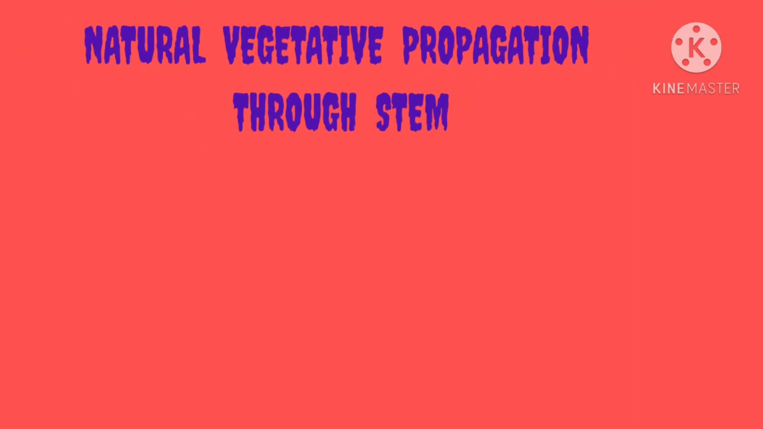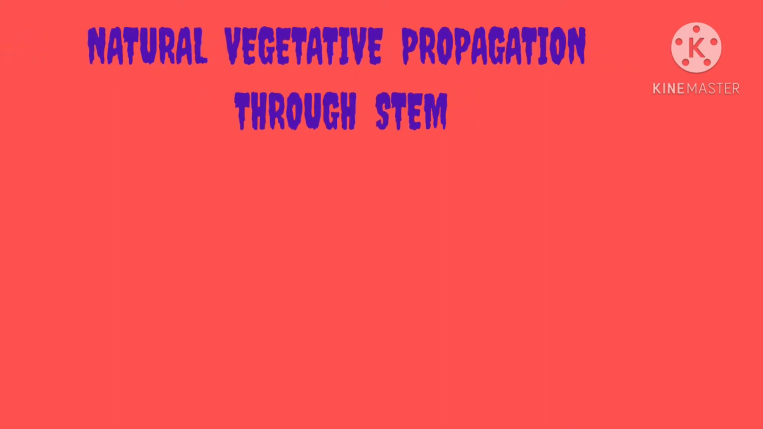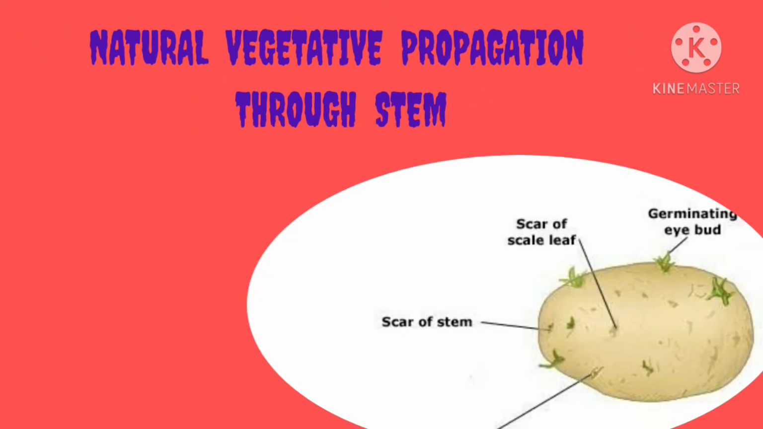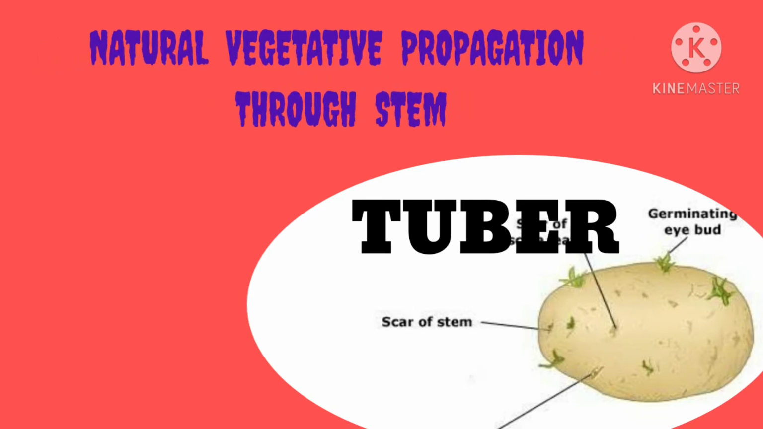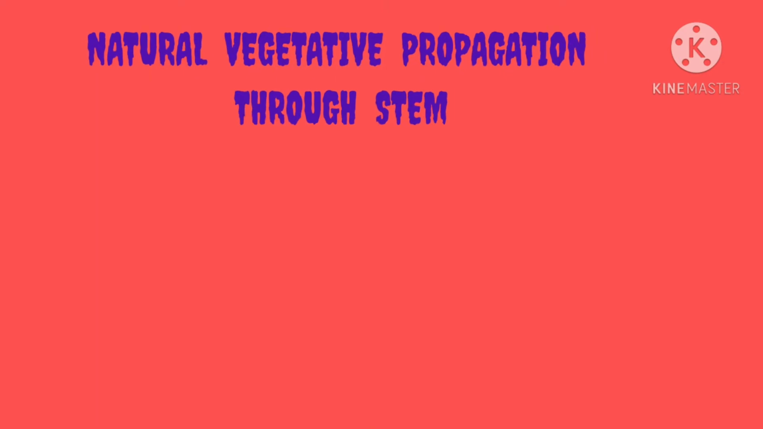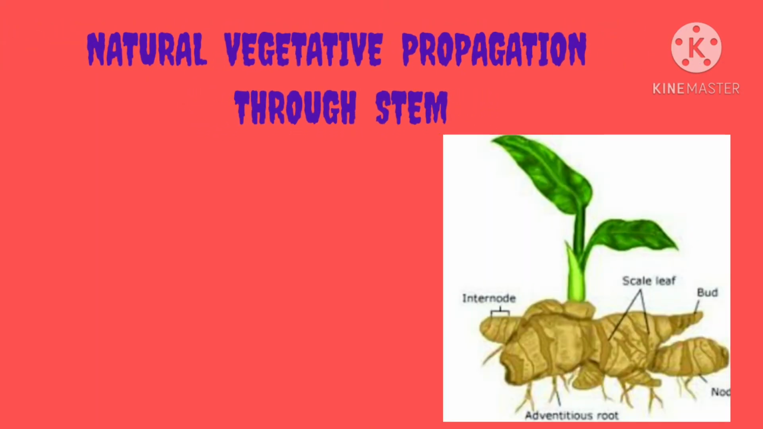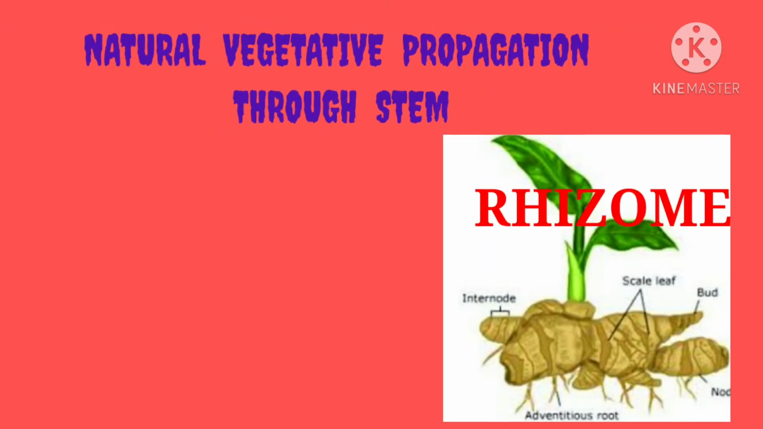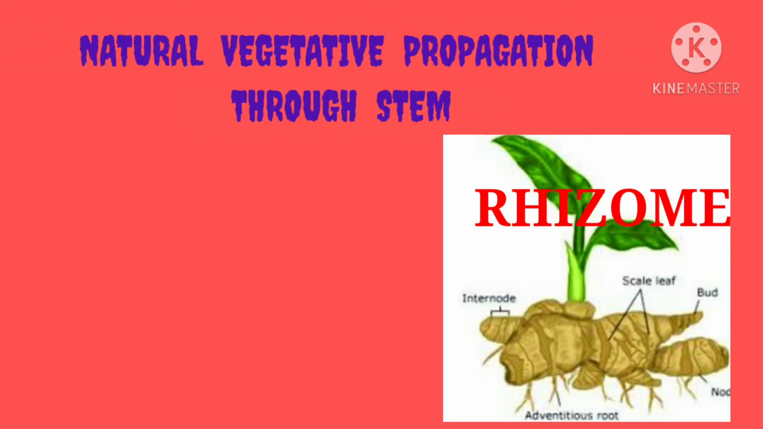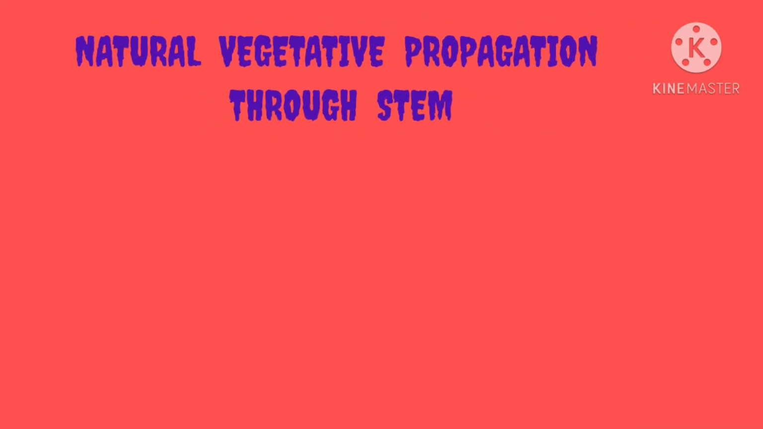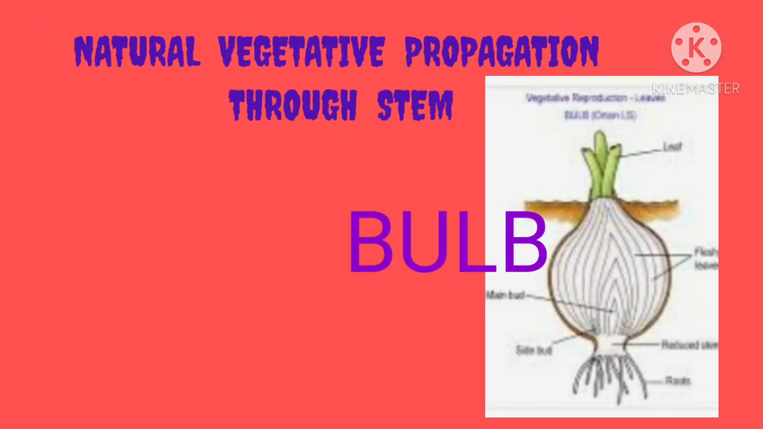Today I am here with chapter 11, reproduction in plants. In the previous video you read about vegetative propagation: what it is, the different types, natural and artificial, and vegetative propagation through a stem, like tuber formation in potato, rhizome in ginger and turmeric, and bulb formation in onion.